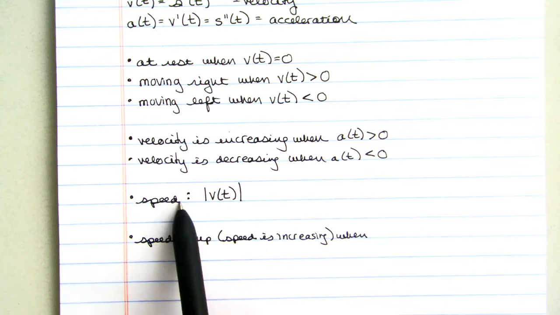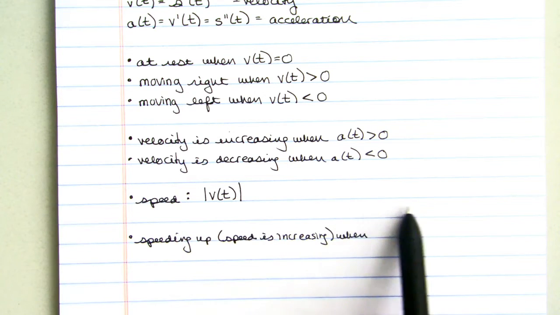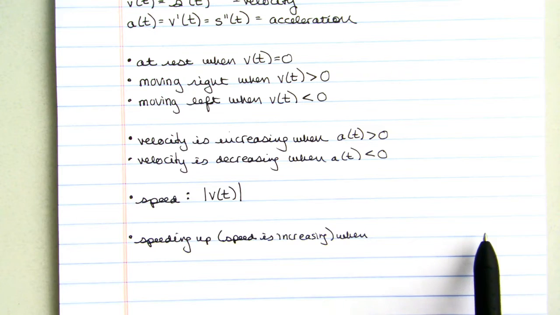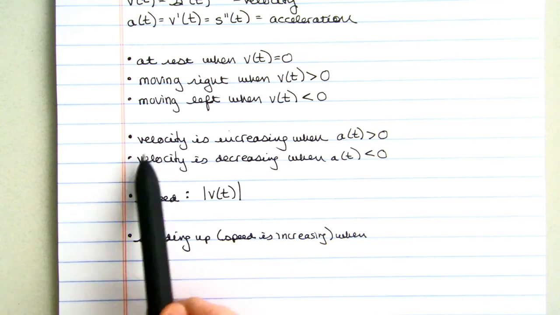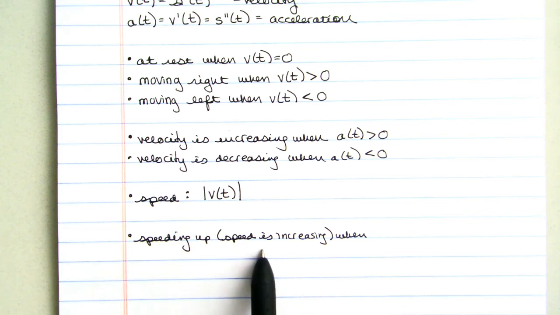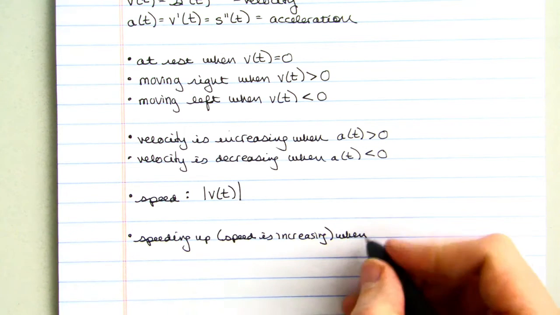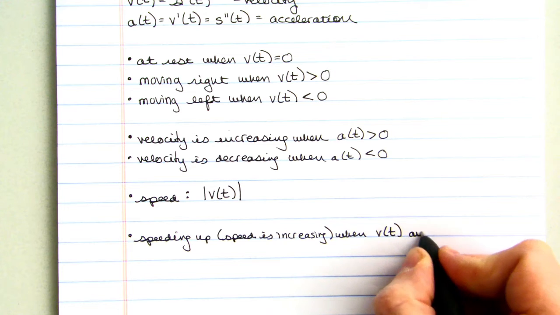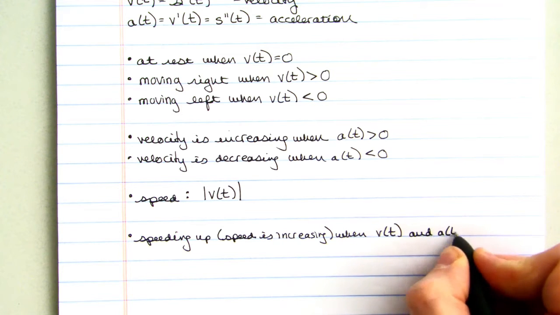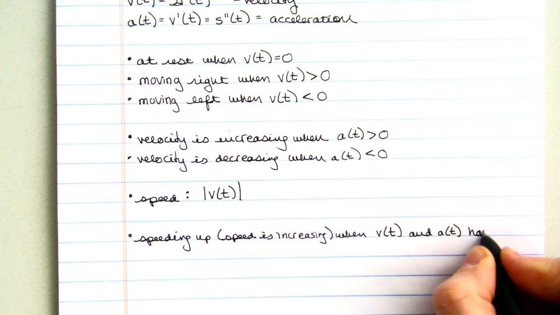But as we go from negative 12 to negative 10 to negative 7 to negative 5, our particle is actually going to be slowing down. So we're going to make a distinction between velocity increasing and speed increasing. Speed increasing, particle speeding up, truly when it's getting faster and faster and faster. That's going to be true when the velocity and acceleration have the same sign.